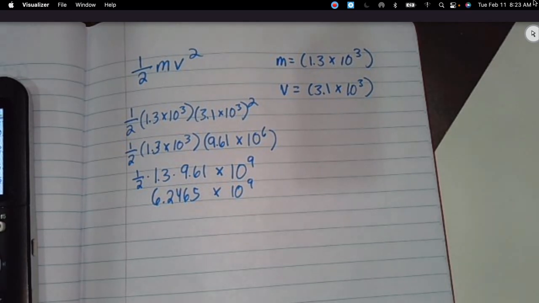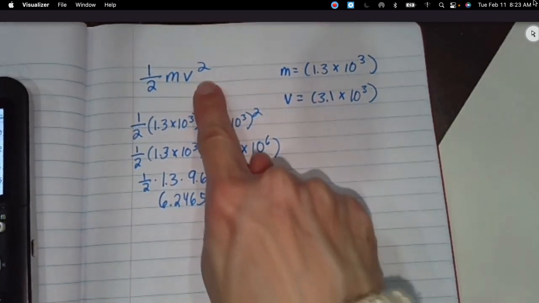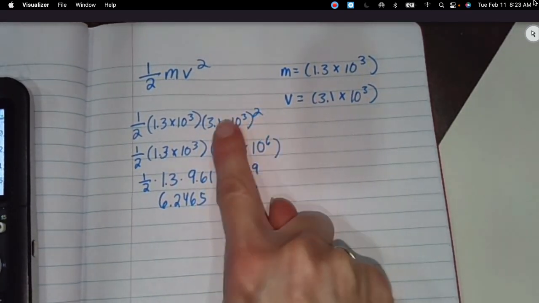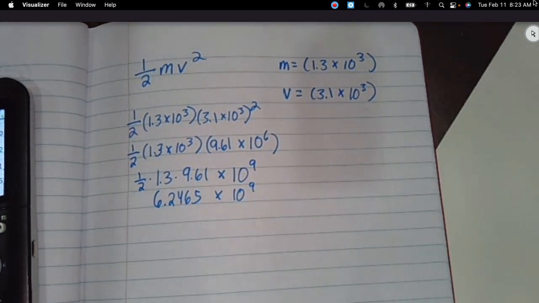Do we kind of get that? So we've done a little bit with scientific notation. You just plug these in for the variables, and now we're squaring both of those numbers. Okay, and that's the only thing that's different.